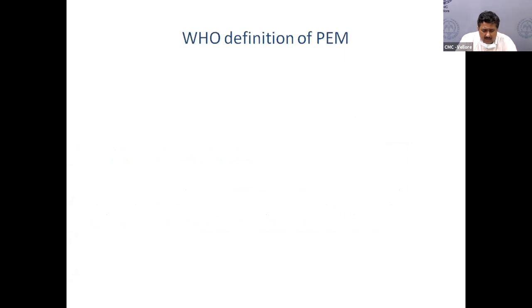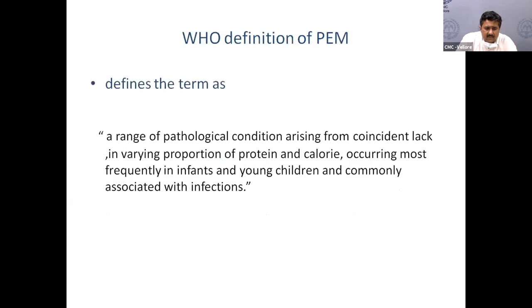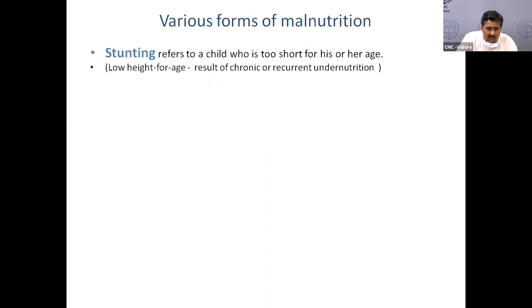WHO defined PEM as a range of pathological conditions arising from coincident lack, in varying proportions, of protein and calories, occurring most frequently in infants and young children, commonly associated with infection. There are a lot of forms of malnutrition. Stunting means low height for age, mostly a result of chronic or recurrent undernutrition.